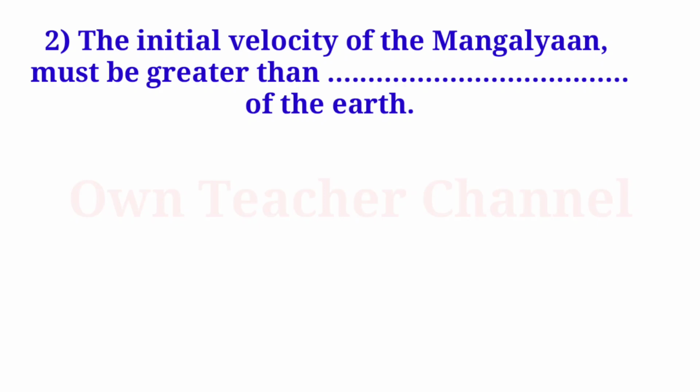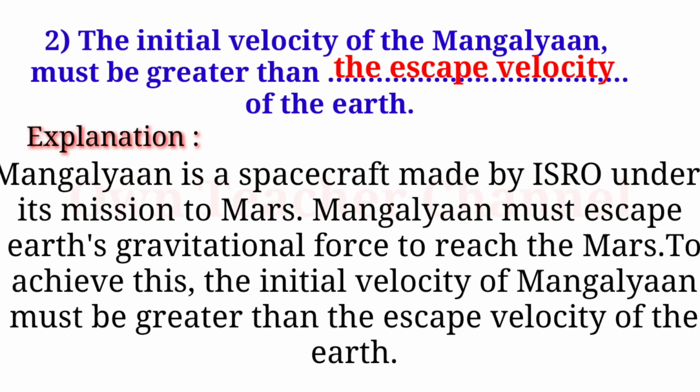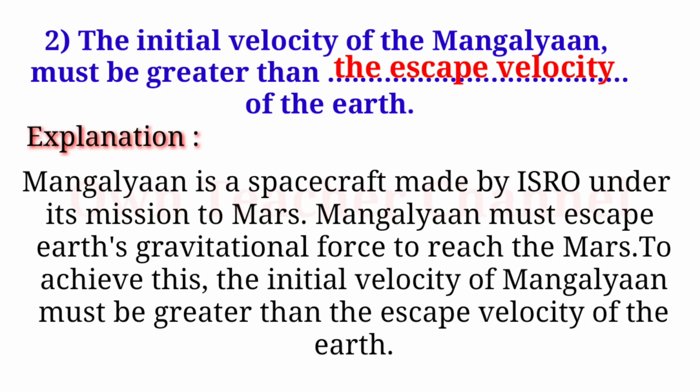The initial velocity of the Mangalyaan must be greater than the escape velocity of the Earth. Explanation. Mangalyaan is a spacecraft made by ISRO under its mission to Mars. Mangalyaan must escape Earth's gravitational force to reach Mars. To achieve this, the initial velocity of Mangalyaan must be greater than the escape velocity of the Earth.